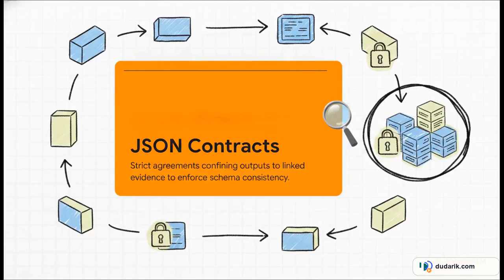Now you might be wondering, how does it keep from hallucinating during all those steps? Well, the secret sauce preventing those hallucinations is JSON contracts. These are strict structural agreements that constrain every single entity, relation, and event output. They absolutely must be backed by linked evidence from the text.